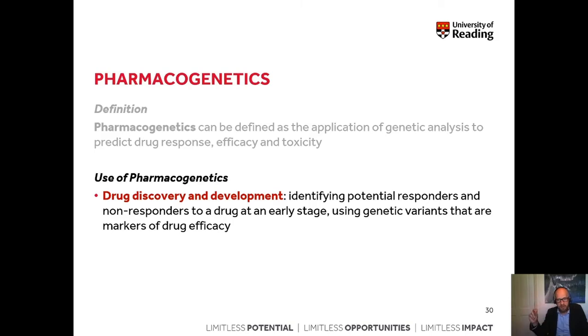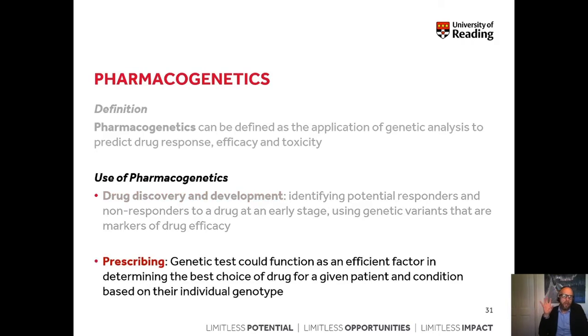Overall, we can use pharmacogenetics for drug discovery and development as well, because we could identify potential responders and non-responders to a drug at a very, very early stage, saving money. We can also use it for prescribing. We could, in theory, perform genetic tests and use it as an efficient factor in determining the best choice of drug for a given patient and condition based on individual genotype. And this type of testing is more and more common.